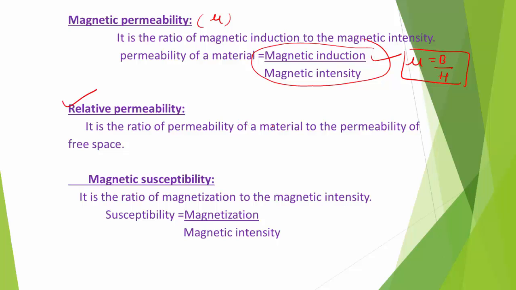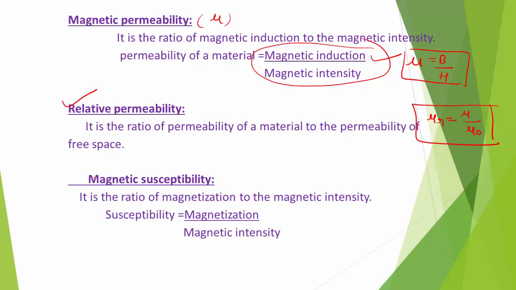per ampere. And relative permeability means the ratio of permeability of a material to the permeability of free space. The ratio of permeability of the material to the permeability of the free space is called relative permeability. That is, mu r is equal to the permeability of the material, mu, divided by the permeability of the free space, mu naught. Mu r is equal to mu divided by mu naught.